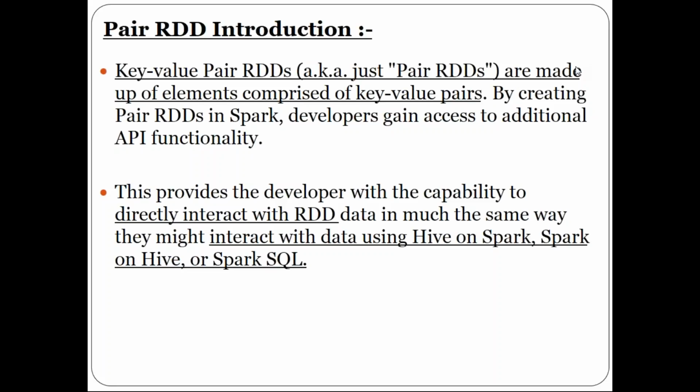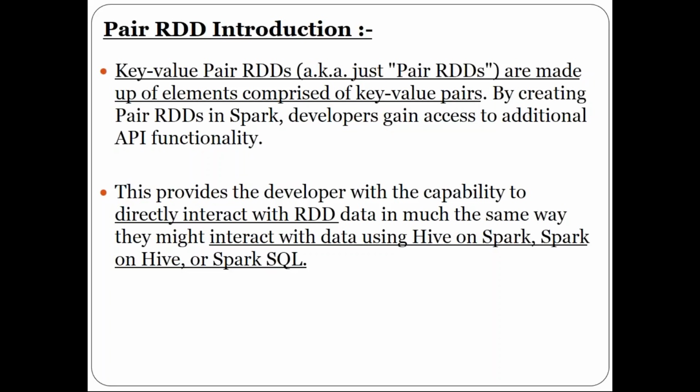So first let's understand the theory and then do the practicals. A pair RDD is made up of elements comprised of key value pairs. You have one key and you have a value.